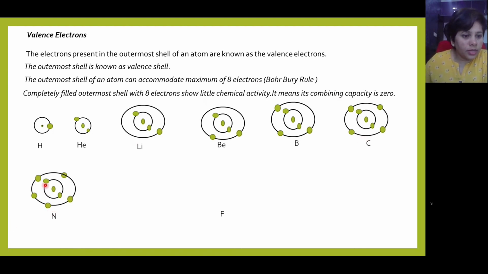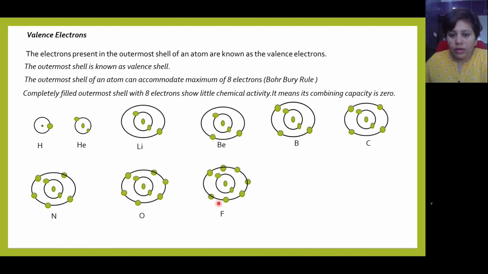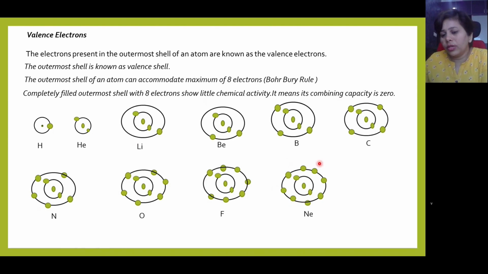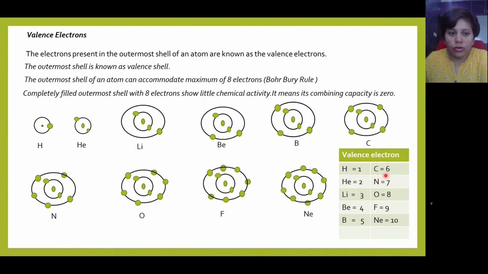Nitrogen, atomic number is 7. 2 and 5. 5 is the valence electron. Oxygen, atomic number is 8. 2 and 6 electrons in the outermost shell. So 6 valence electrons. Fluorine, atomic number is 9. 2 electrons in the innermost shell and 7 electrons in the outermost shell. So valence electrons is 7 in fluorine. Neon, atomic number is 10. 2 in the innermost shell and 8 electrons in the outermost shell. So it has attained the octet electronic configuration. So valence shell electrons in neon is 8. So these are the valence electrons of these elements.